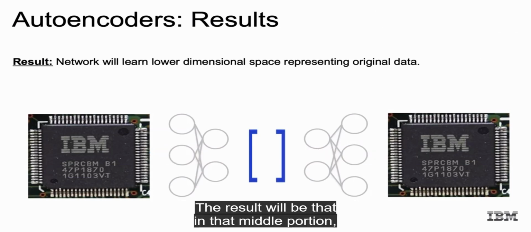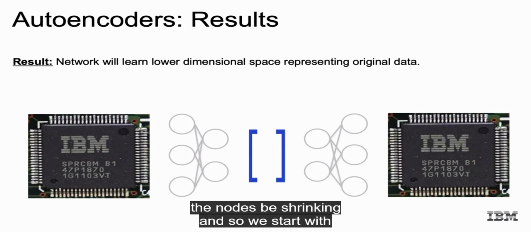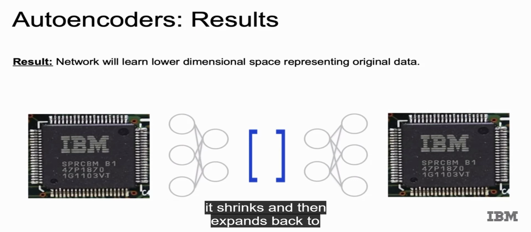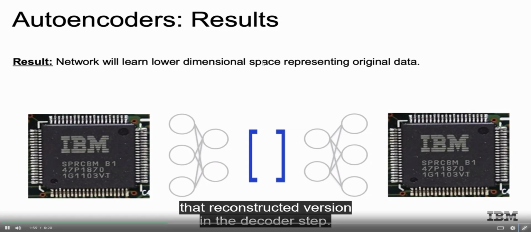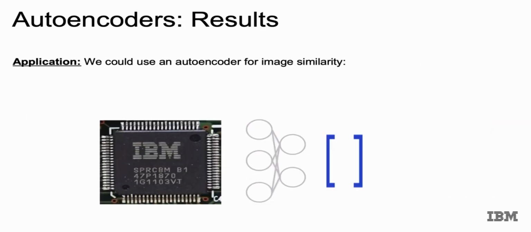And the result will be that in that middle portion, given that, if you've noticed, the nodes are shrinking in, so we start with 3 nodes, then 2 nodes, and it could be 100 to 10, whatever it is, as those amounts of nodes shrink, in that middle, and then again it shrinks and then expands back to that reconstructed version in the decoder step. In that middle, where we have just 2 nodes, we're going to have that lower dimensional representation of our original data.